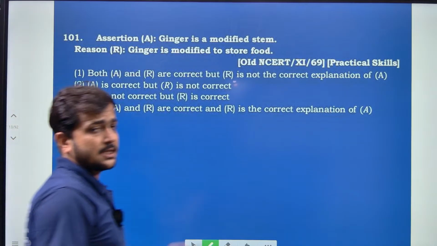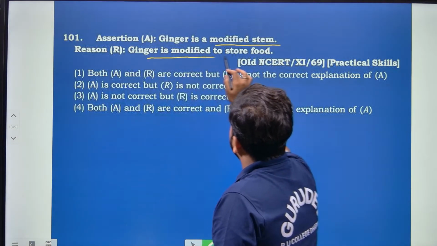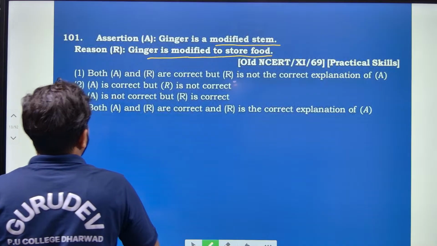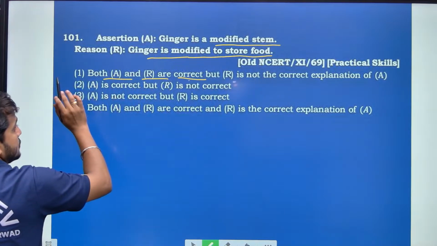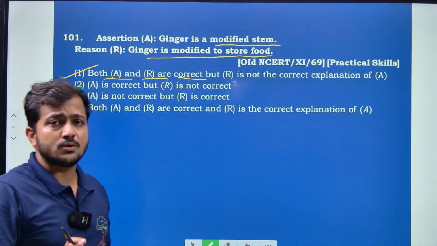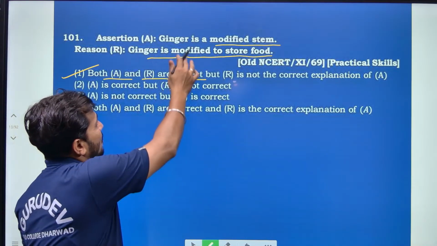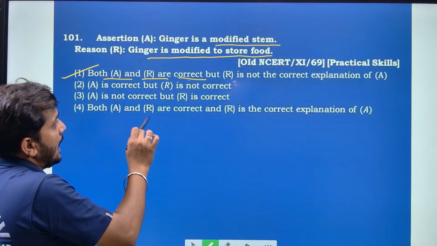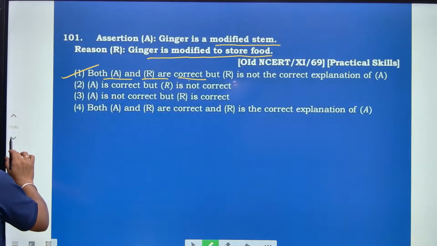Then the assertion based question: ginger is a modification of stem, right? Then ginger is modified to store food, right? So based on that, both assertion and reason are correct, but the reason is not the correct explanation of the assertion, right? Ginger is definitely a modification of stem, because it has nodes and internodes. Then ginger is modified to store food, which is not related to the assertion. Both statements are correct, and the reason is not the correct explanation of the assertion here. So option 1 is correct.